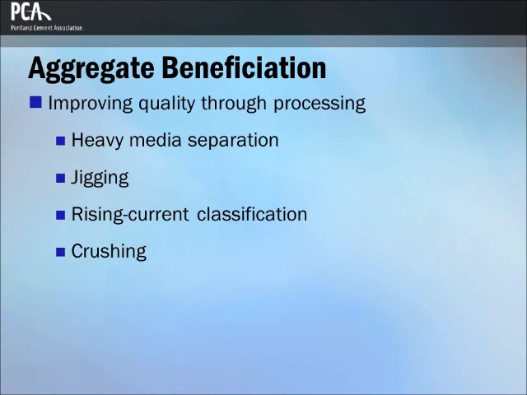Jigging separates particles with small differences in density by pulsating water current. Rising current classification separates particles with large differences in density. Crushing is also used to remove soft and friable particles from coarse aggregates.